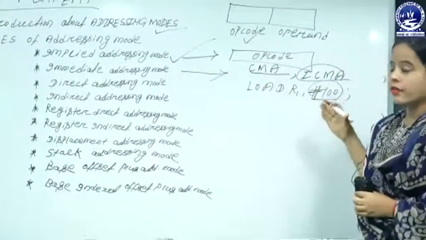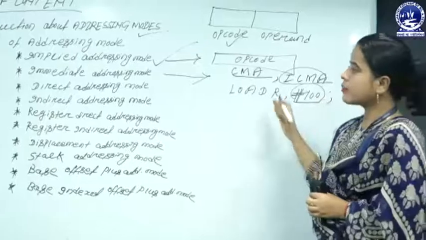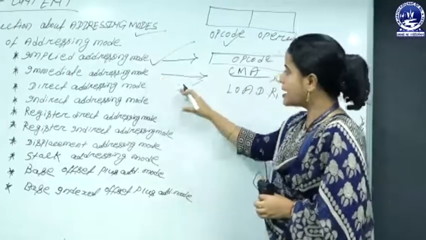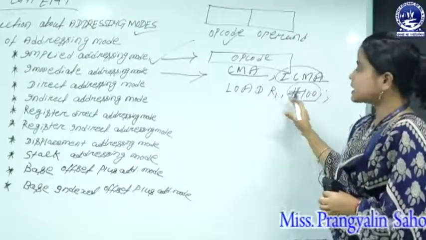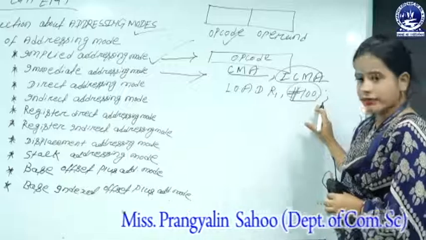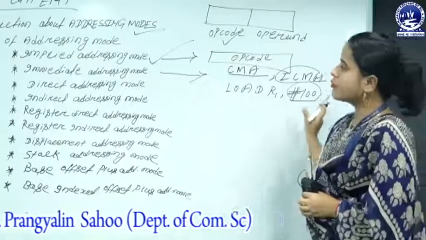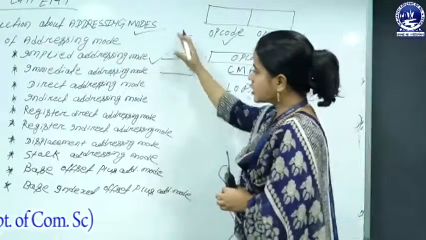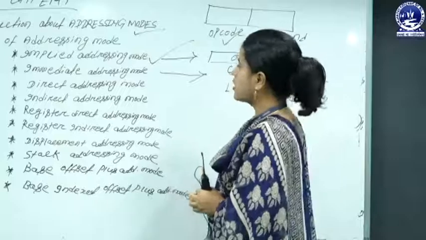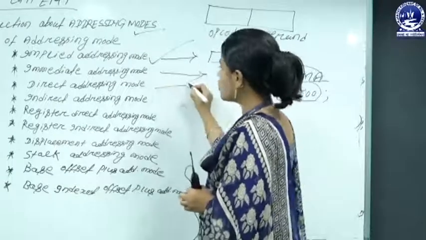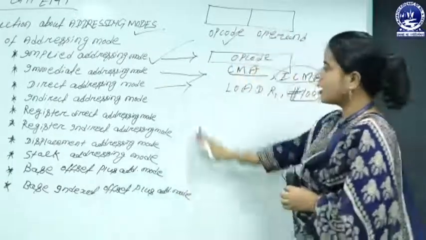But one of the advantages that occurs in the case of immediate addressing mode is that the instruction directly specifies the given operand's data value, so it has very fast execution compared to the other addressing modes. Now let's go to the next addressing mode, that's direct addressing mode.